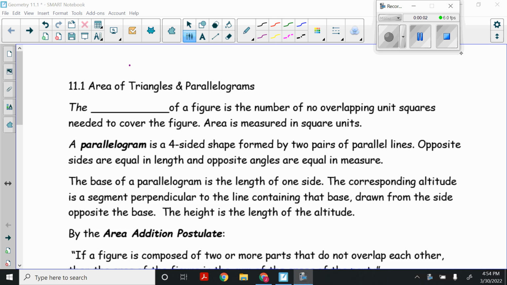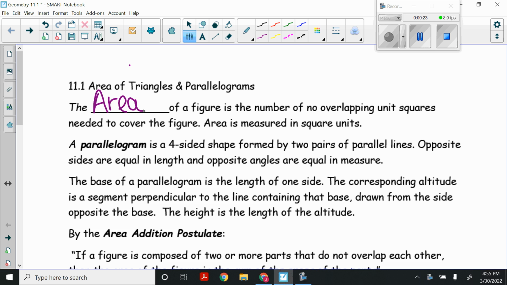Right, today in geometry, we are looking at 11.1, area of triangles and parallelograms. First, let's talk about what area is. The area of a figure is the number of non-overlapping unit squares needed to cover the figure. Area is measured in square units.